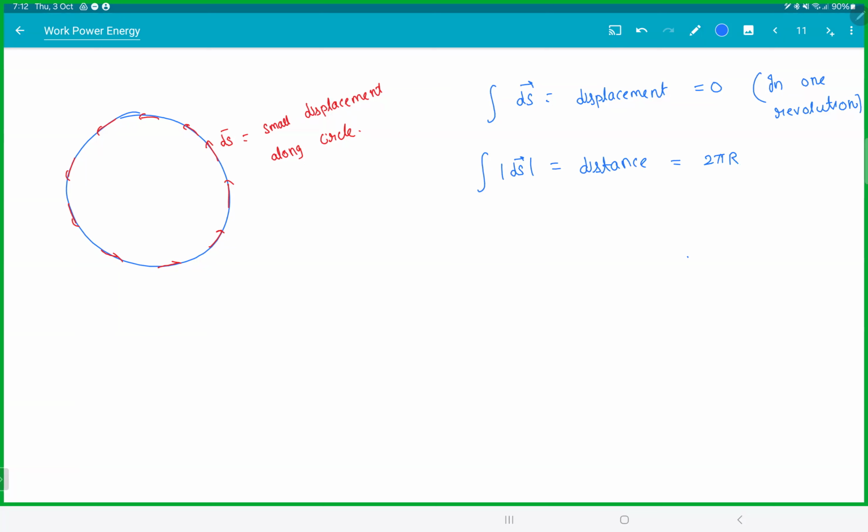Are you getting the difference, everyone? Integral ds bar is the summation of vectors. When you add all the vectors, you will get displacement, isn't it? The final minus initial, triangle of vectors. But if you add integral mod ds bar, you're adding all magnitudes of each vector. So what you're doing is adding all these arc lengths, and you'll get the circle's circumference. Is that clear?